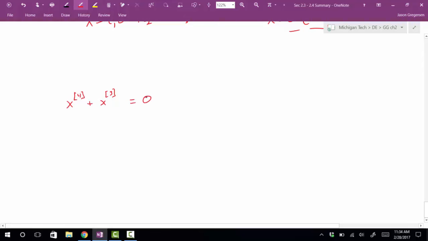All right, new differential equation. The fourth derivative of x plus the third derivative of x. We need to generate our auxiliary equation from this thing, right? So in this case, I would have r to the fourth plus r cubed equals 0. That's my auxiliary equation. And once again, I have to find the roots here.